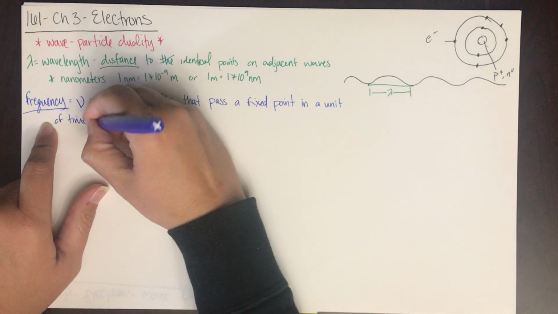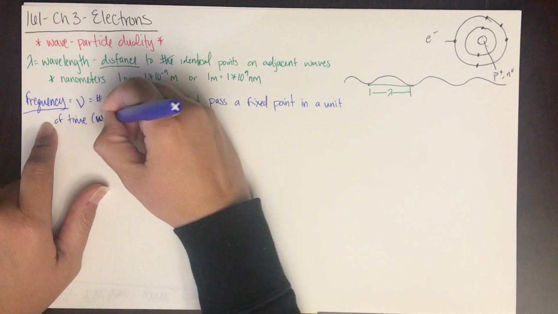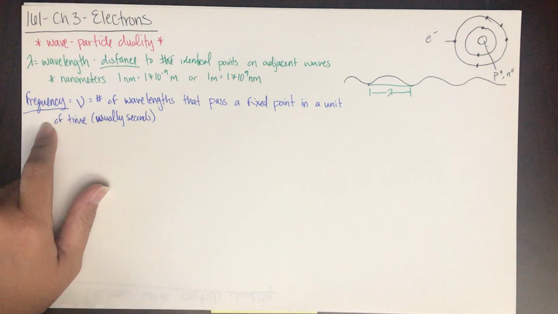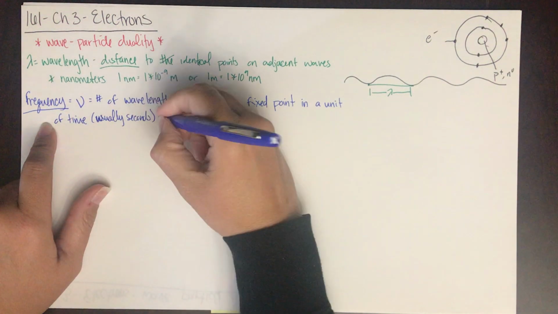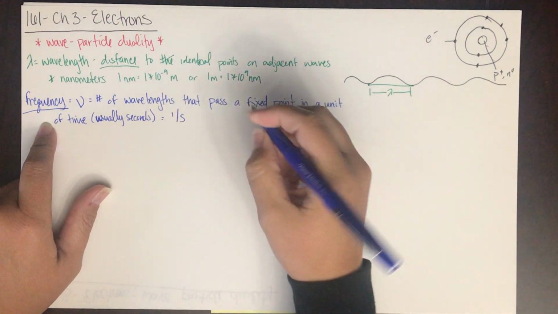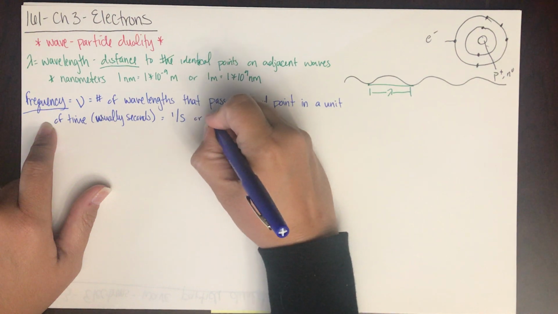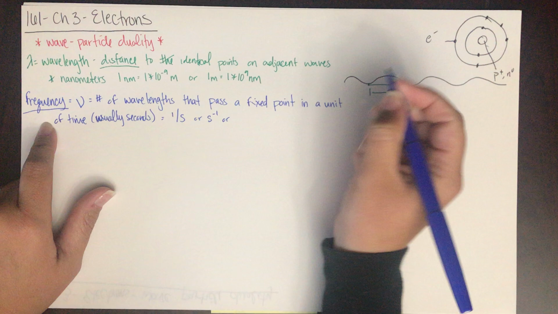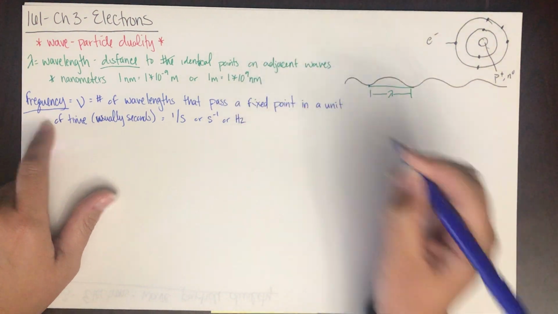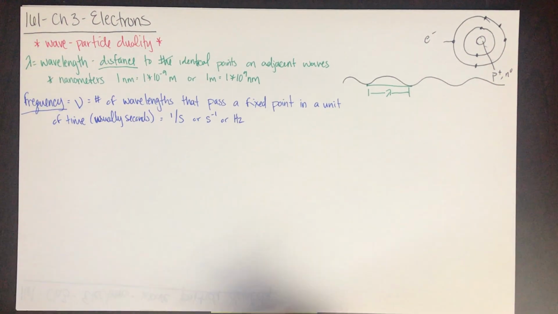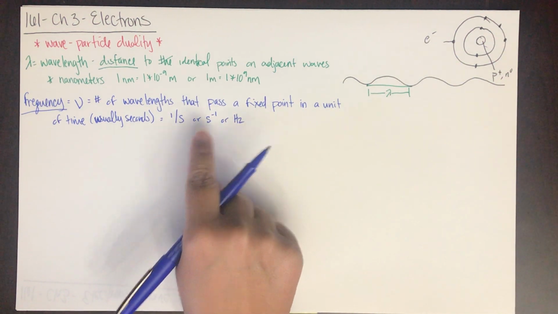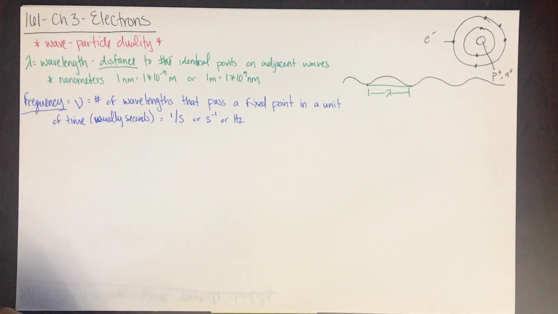So that unit for time is usually seconds. And the unit is usually 1 over seconds, or that's the same thing as saying seconds to the minus 1, or if this was a physics class, you probably would call it a hertz. All of those are the same unit. We will probably use seconds to the minus 1, which is the one most commonly seen in the textbook. Any of those are correct.